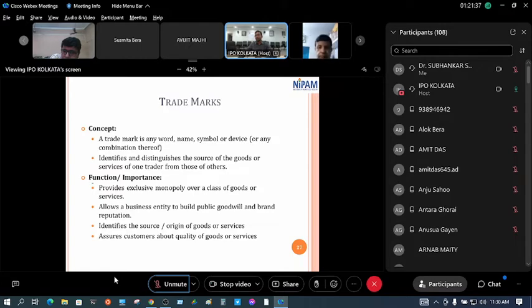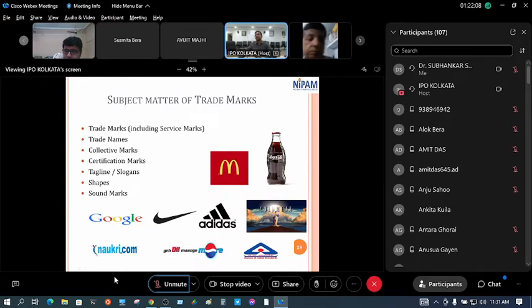So let us see what is the function and importance of trademarks. It will provide exclusive monopoly over a class of goods or services. It will allow a business entity to build public goodwill and brand reputation. Like when we purchase the shoes of Adidas, the goodwill of Adidas is in our mind. It will identify the source origin of goods or services, and it will finally assure customers about quality of goods and services.